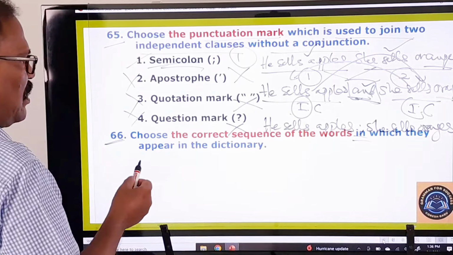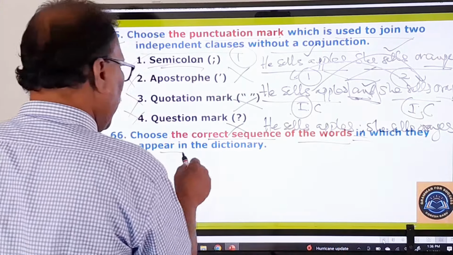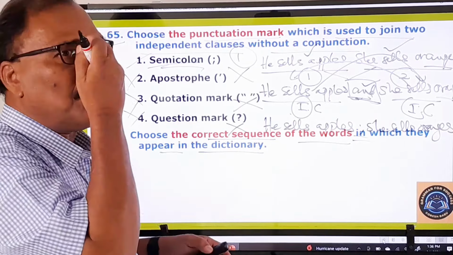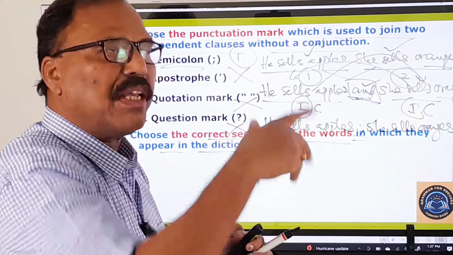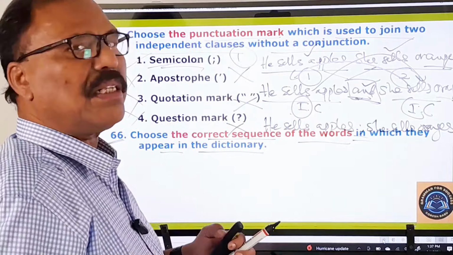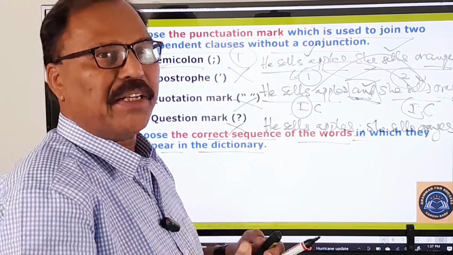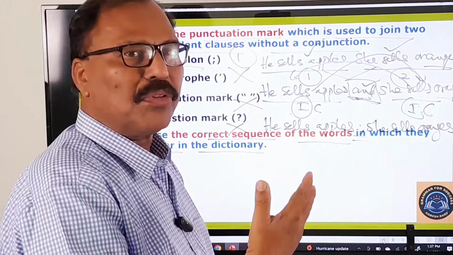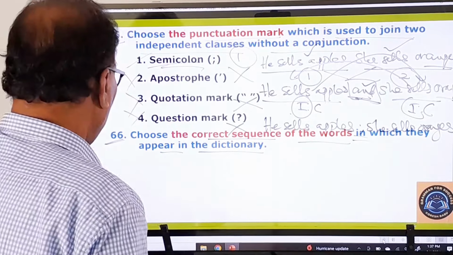66th question. What is the 66th question? The correct sequence of the words in which they appear in the dictionary. So he is asking you to keep the given words in the order in which they occur in the dictionary. In the dictionary, what happens? All the words are listed in the alphabetical order. So here also we are expected to do with the words given here. What are the words given here? Let us look at them.